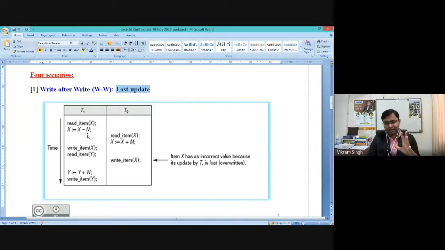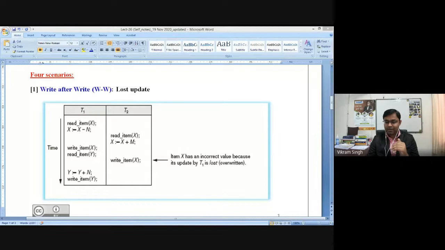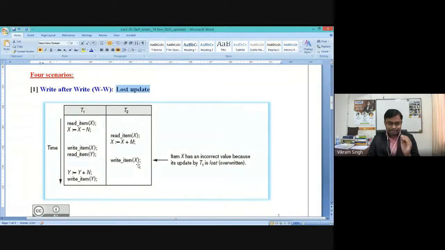It is like booking a ticket. Suppose X is 30, and you are trying to book 5 or 6 tickets. So it's like 30 minus 2, where N is 2, something like that. After a few moments, you can see transaction T2, who has already logged into the system. Now he is trying to update, trying to add some value into the data item X in transaction T2, right?